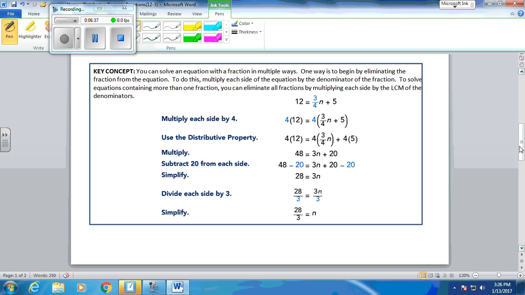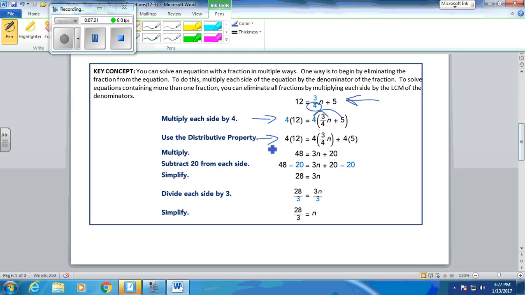So this is the only time when you're actually allowed to do multiplication at the beginning, because you're multiplying both sides by the same amount. You are not changing the value or the equality of the two sides of the equation. So they're showing us this original equation of 12 equals 3/4 n plus 5. They are saying that since it has a denominator of 4, let's go ahead and multiply each side by 4. And notice they put parentheses around the entire expressions because we need to distribute that 4 to each term. So on this line, we have 4 times 3/4 n and 4 times 5.